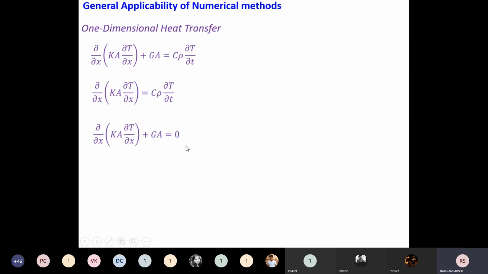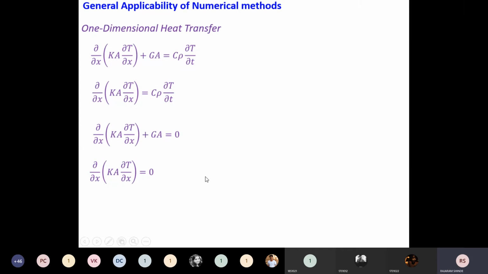Already you have studied these equations. Am I right? This equation is your Poisson's equation. Now, when we remove the heat source and write the steady state heat transfer equation, you will get this equation, and this is your Laplace equation, or it is a steady state heat conduction equation for one-dimensional problems. Already you have studied these equations. I want to explain the general applicability of the equation, that is numerical methods for these equations.